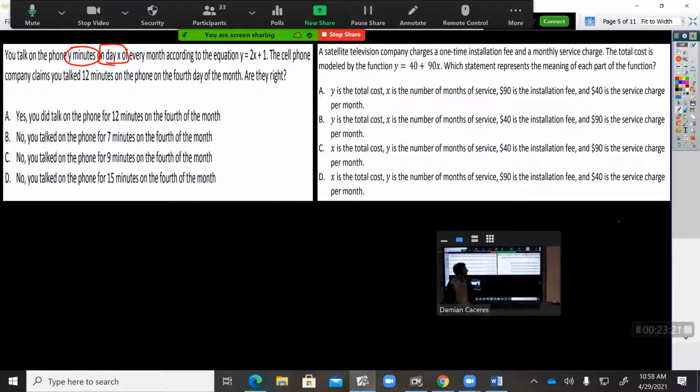Here it says on day X of every month. So we know X represents the day of the month. And now the equation that represents that is Y equals 2X plus 1. Now, here, the person is not the one claiming something. The cell phone company is claiming something. So the cell phone company claims that you talked 12 minutes on the 4th day.